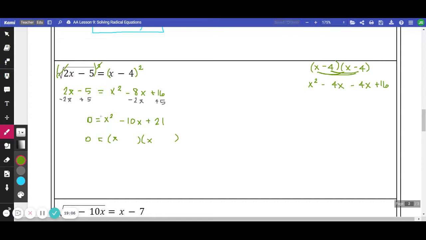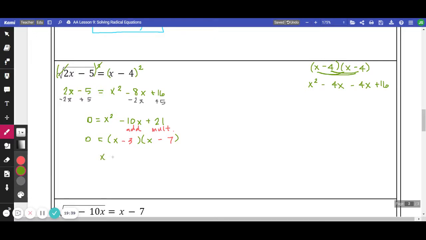So as long as your coefficient in front is a 1, which is all it's going to be for this lesson, we're not giving you anything else, okay? It'll always be a 1 for this unit. We are looking for two numbers that multiply to the last number, 21, and add to the middle number, -10. They are -3 and -7.